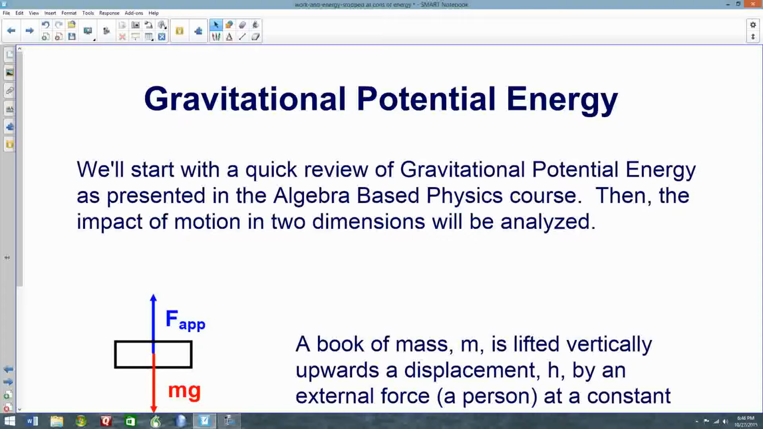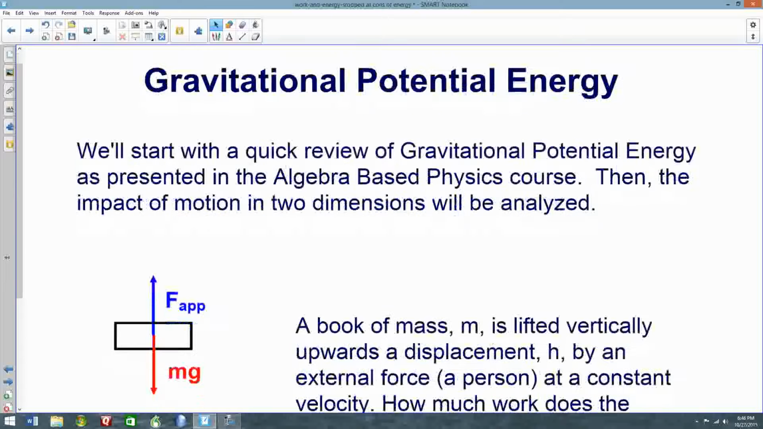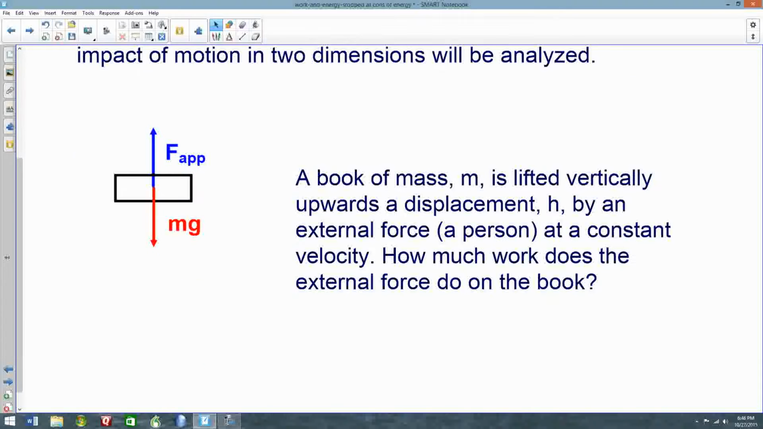This is a quick review for some of you, but for others of you, I'll go into a little bit more detail about what gravitational potential energy is. Let's say we have a book of mass m. We lift it vertically upwards with a displacement h by some external force, let's say you or me, and we lift it up at a constant velocity. How much work does that external force do on the book?